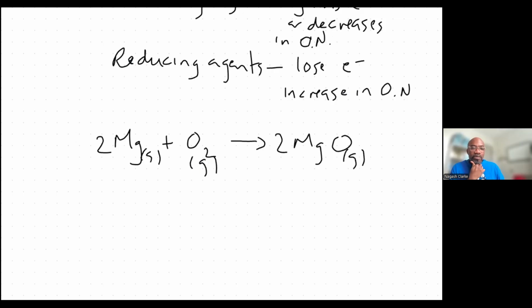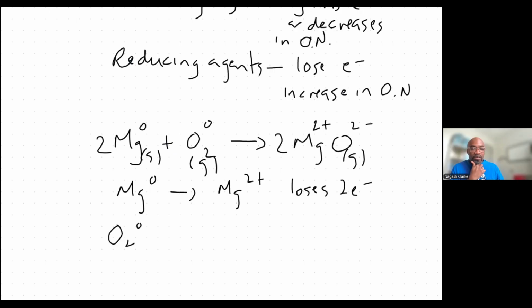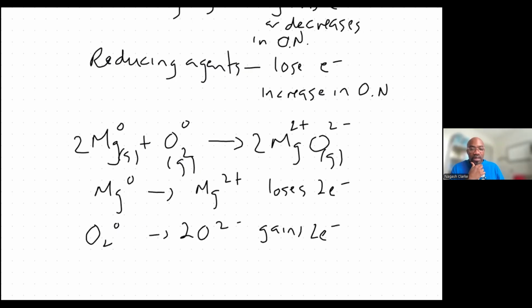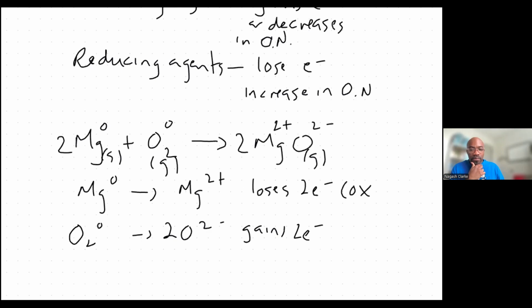So let's look at it from the perspective of electrons. So magnesium charge is 0 and it's 2 plus here. Oxygen is 0 here and it's 2 minus. So magnesium goes from 0 to Mg 2 plus. So it loses 2 electrons. Oxygen goes from 0 to 2 minus, so it gains. So magnesium is oxidized, oxygen is reduced.